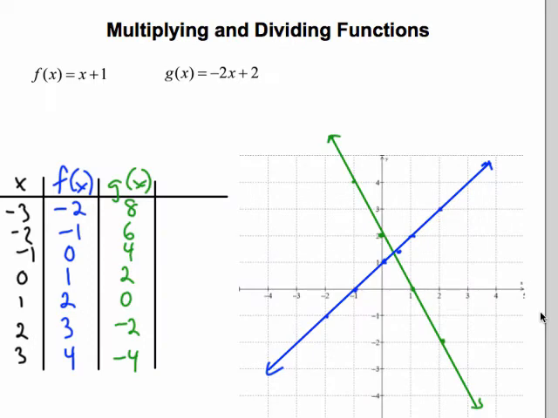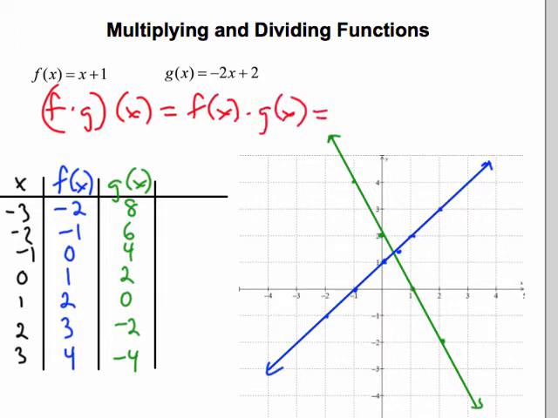So let's just go back to basics with two simple functions. I've got two lines here, and I've got them graphed already. I'm going to create f times g of x. Now that notation just means f of x times g of x, which in this case would be x plus 1 times negative 2x plus 2. And I think I can see that if I multiply this out, I'm going to get a quadratic, so I expect to get a parabola.